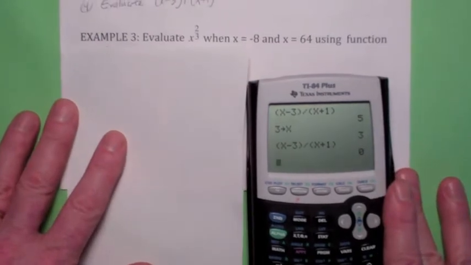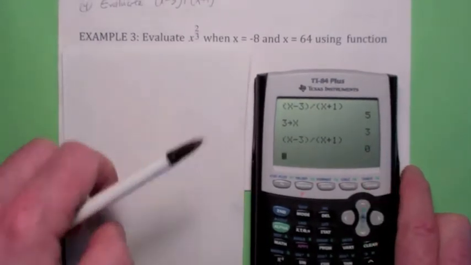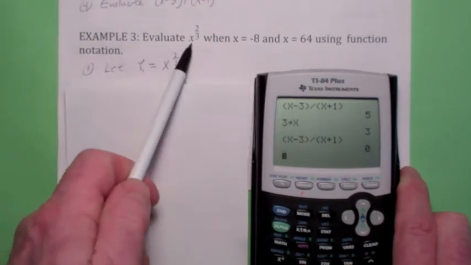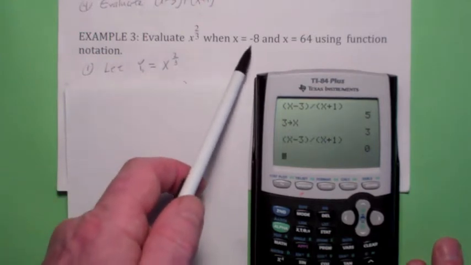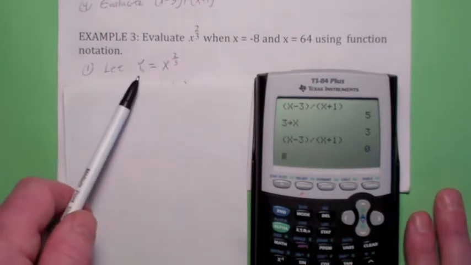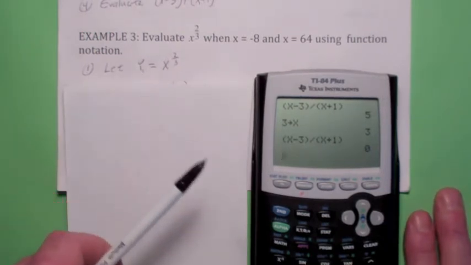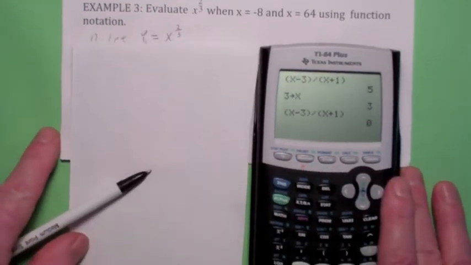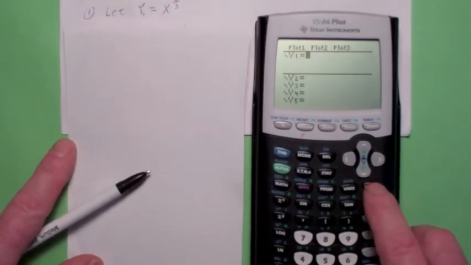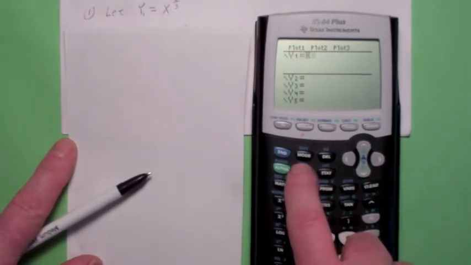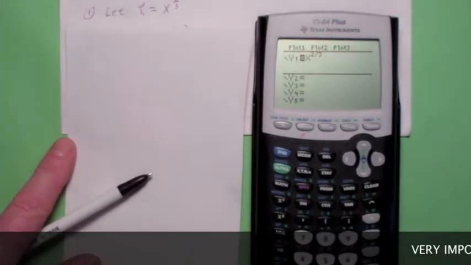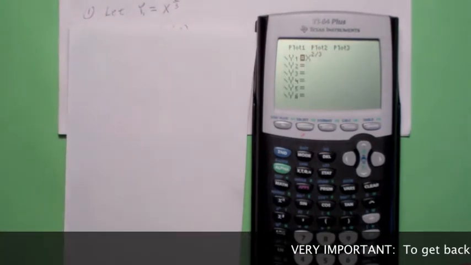We're going to evaluate x to the 2/3 power when x is negative 8 and when x is 64 using function notation. So think of this as f of x equals x to the 2/3 power. We're going to find f of negative 8 and we're going to find f of 64. So first of all, we're going to enter x to the 2/3 into y1. y1's up here, so you go like this. If you already have some stuff in there, you just hit the clear button. Now x to the 2/3, your x button is right here, remember. I'm going to use my exponent key, and then just 2 divided by 3. Now hit enter. Depending on your operating system, you may have to enter that slightly differently.